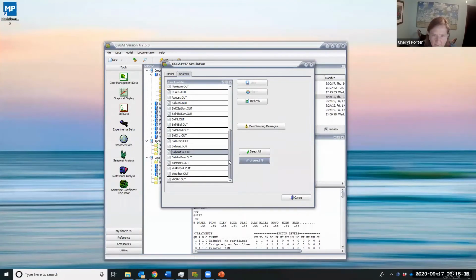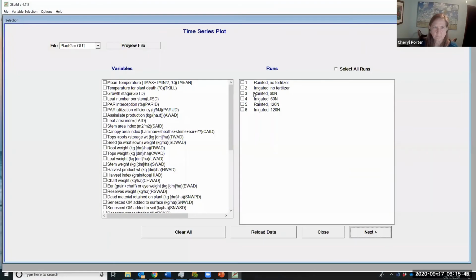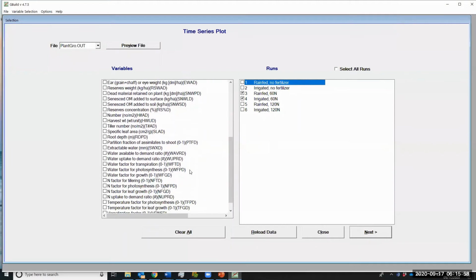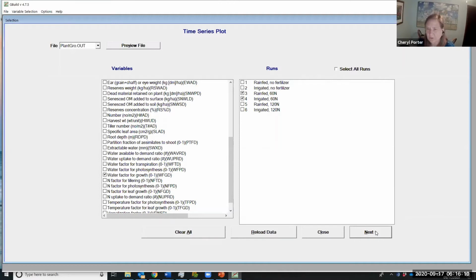Okay. Let's go back up to plantgrow.out and plot that. And maybe keep it simple and look at the medium nitrogen rain-fed and irrigated. Значит, не будем усложнять ситуацию, посмотрим опять же на средний уровень внесения удобрений и в данном случае по переменной влияния водного фактора на рост растений. Okay, and water factor for growth.